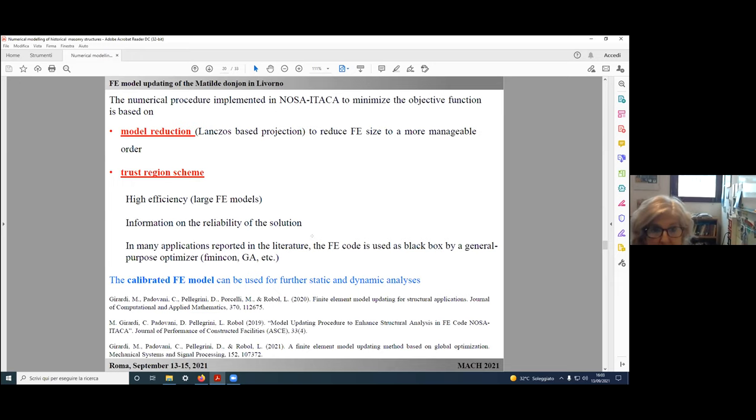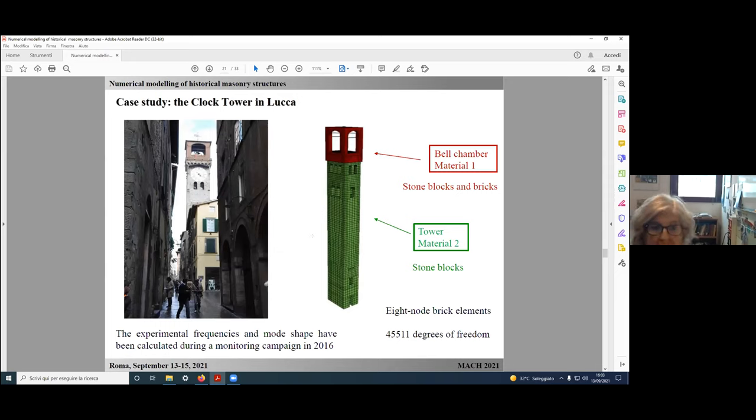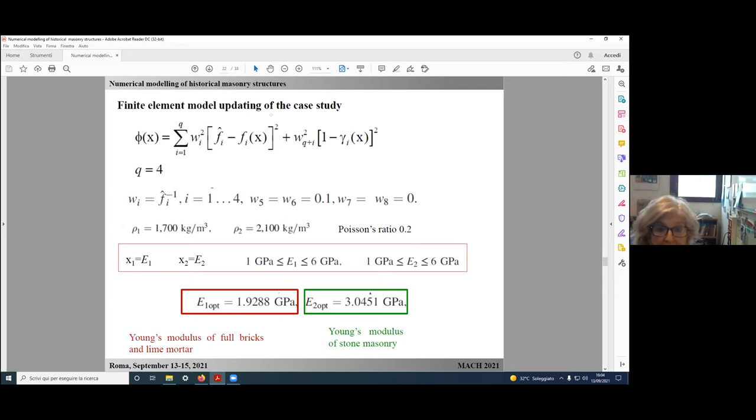So let's see an application of this procedure. You can see here the clock tower in Lucca. The clock tower in Lucca has been subjected to a monitoring campaign in 2016. So we know experimental frequencies and modal shapes. We build the finite element model of the tower here, which consists of more than 45,000 degrees of freedom. And we consider two materials, material one for the bell chamber and material two for the tower. The objective function we have to minimize is here, and we want to match four experimental frequencies and two modal shapes.